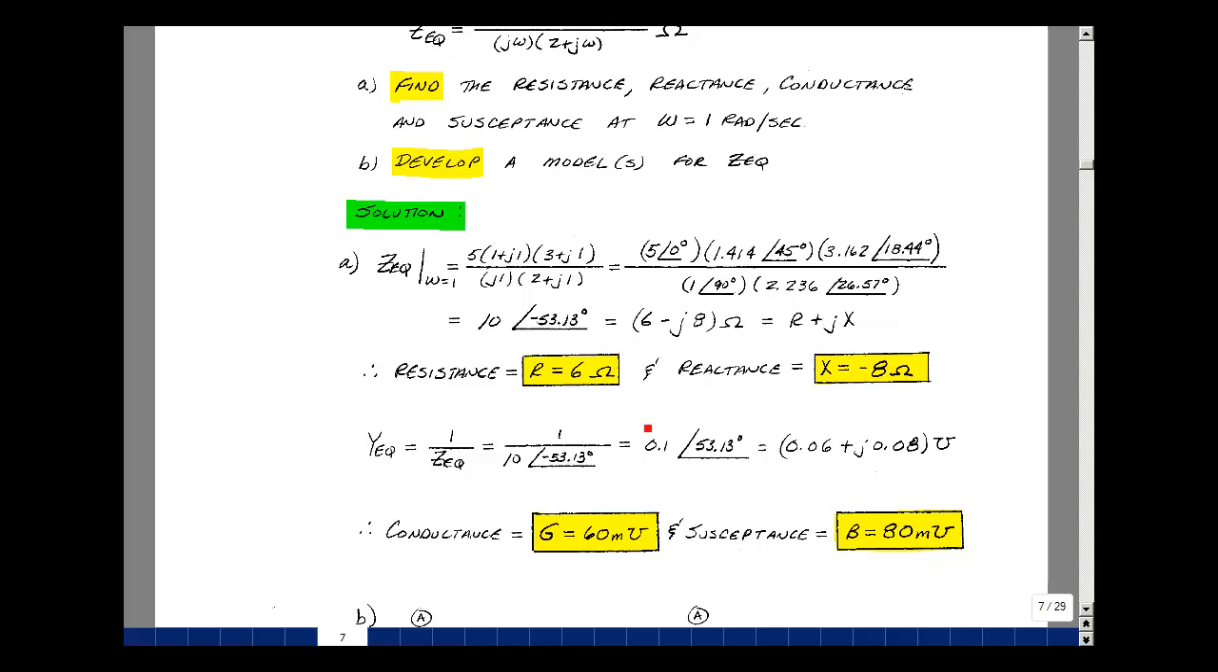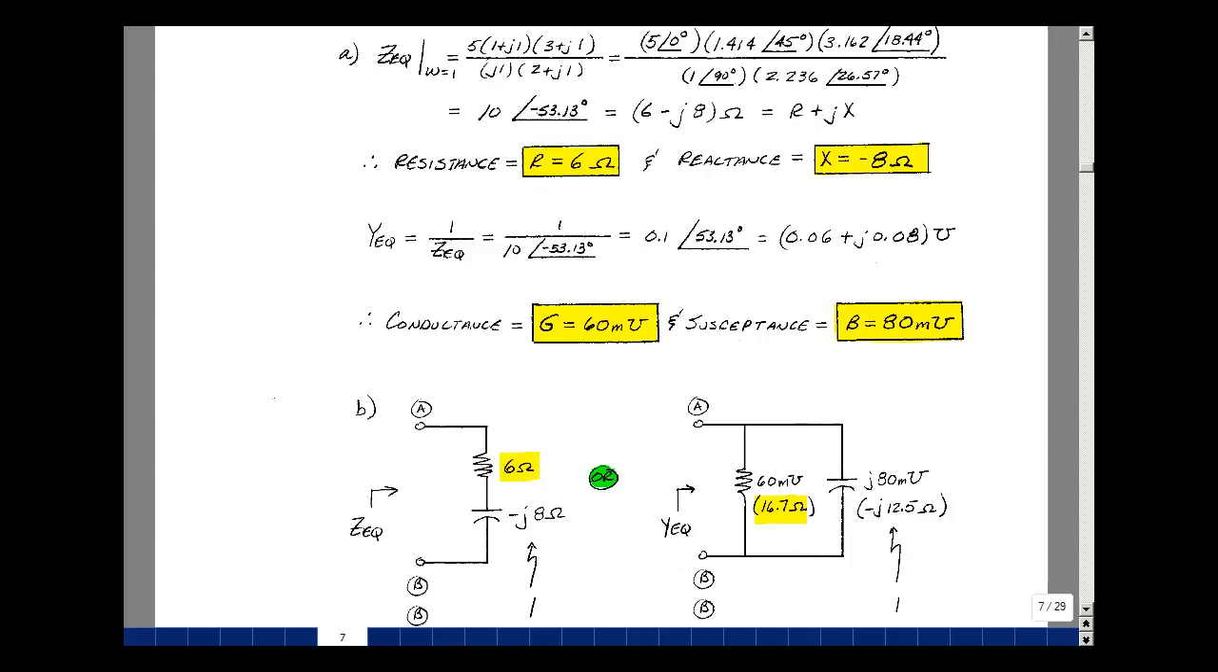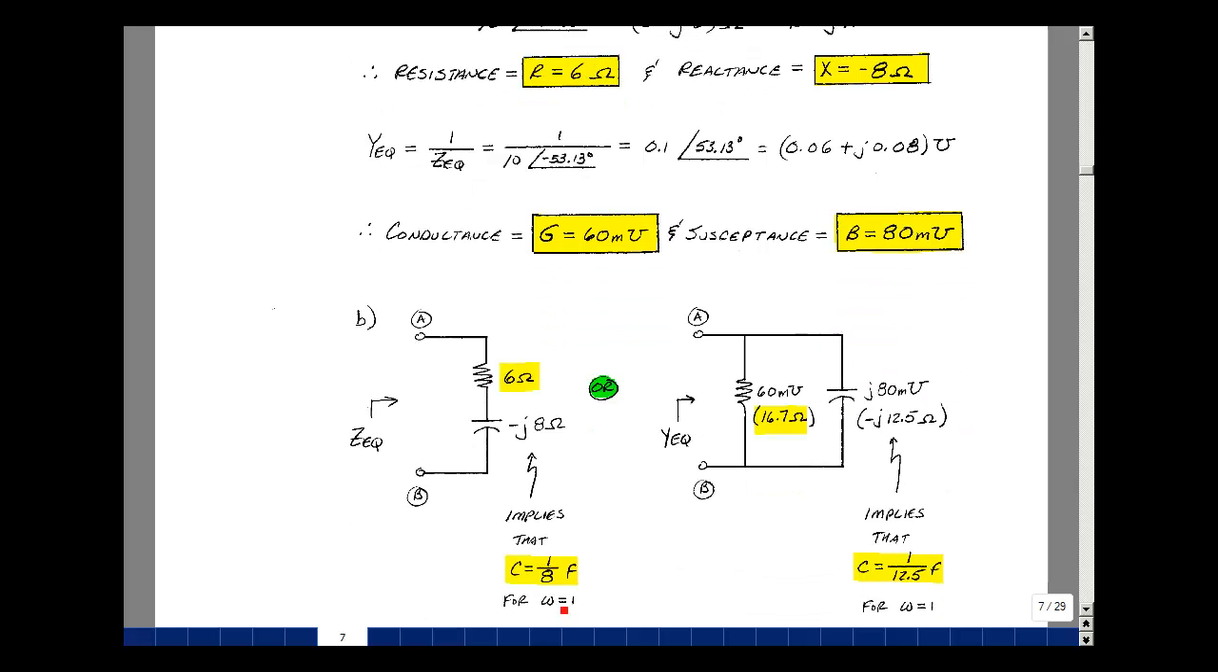At 1 radian per second, this is the value of our impedance, so we could just form a series combination of 6 ohms and minus j8. With a frequency of 1 radian per second, that would have corresponded to a capacitance whose value is 1/8 farad. In other words, minus j over omega C would be minus j divided by 1/8 and then times 1.